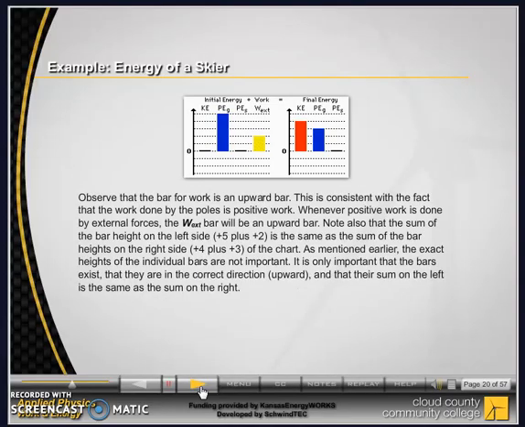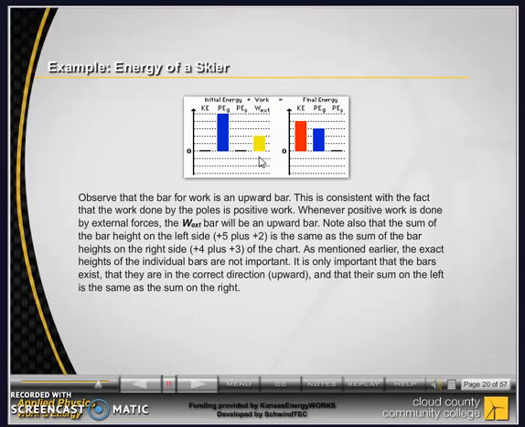Observe that the bar for work is an upward bar. This is consistent with the fact that the work done by the poles is positive work. Whenever positive work is done by external forces, the W external bar will be an upward bar. Note also that the sum of the bar heights on the left side, +5 plus +2, is the same as the sum of the bar heights on the right side, +4 plus +3, of the chart.